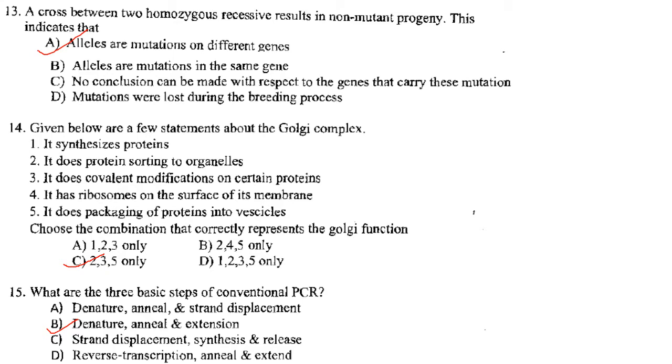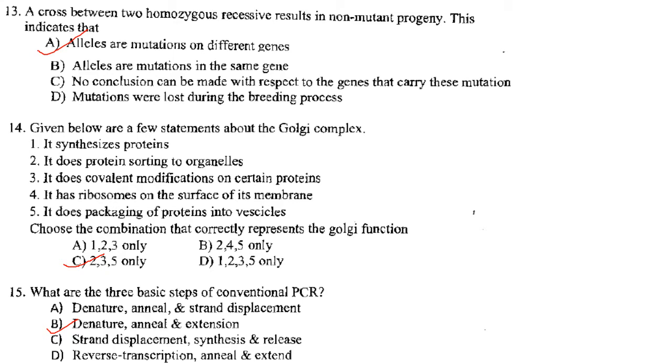Now, why could this have happened? This may be because the alleles of these mutant genes may be present in different genes. Or these alleles, that is small a and small b, would have been present on different genes. So that may be the reason why they got non-mutant progeny. So answer is option A.